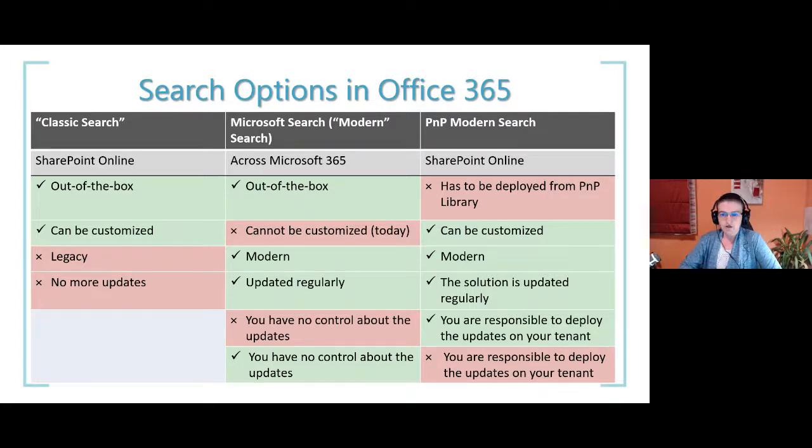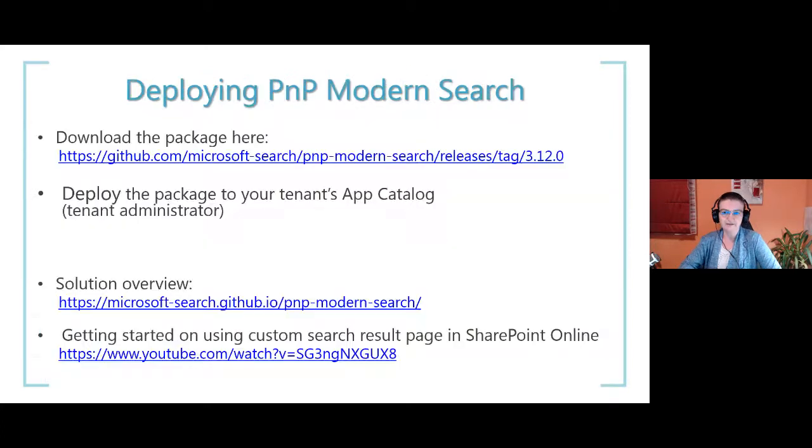So how to get the PMP library? As I said, it is not included out of the box in Microsoft Search and in Microsoft 365. You will see the URL in my presentation later. So you can download it and deploy it to the app catalog on your tenant, and then it will be available on your modern pages.